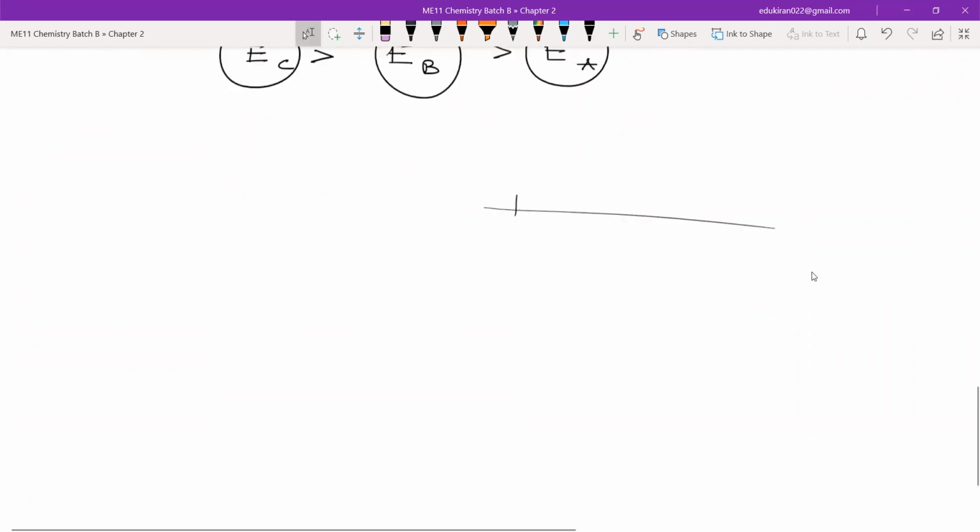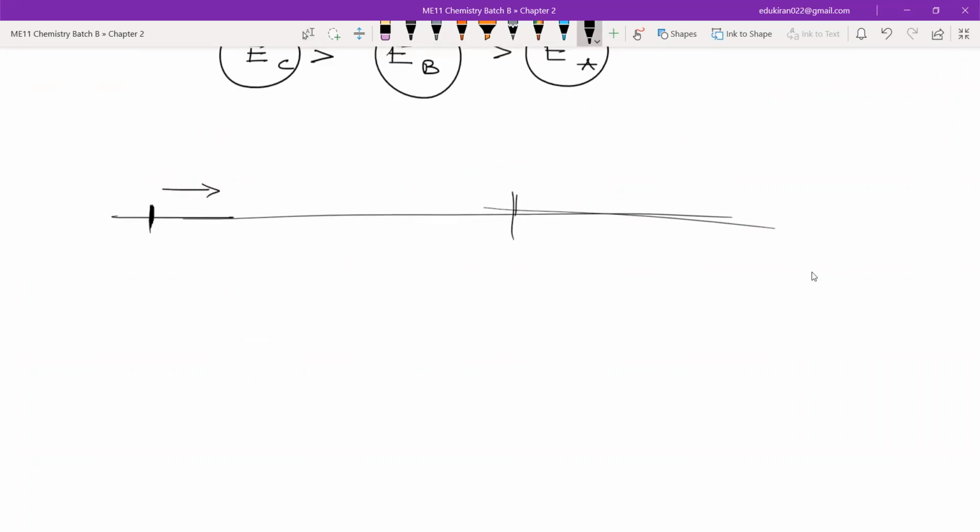If I say on the number line, I can say that it is somewhere here on the negative side. As the distance is increasing, it is getting less and less negative. And as it reaches the energy of zero, that means the nucleus is not attracting the electron. And if the nucleus is not attracting the electron, that means that electron is not present in the atom.